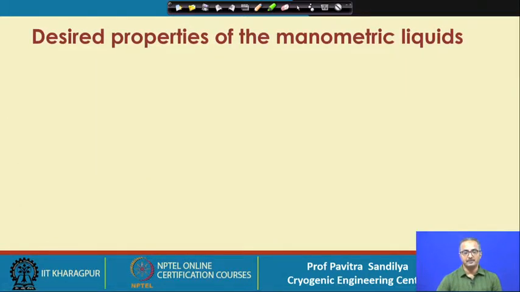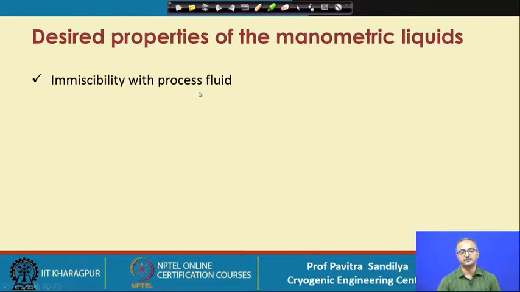After learning about the method to find out the pressure difference, now let us look at the various desirable properties which a manometric liquid should have. Based on these desirable properties, we can choose the appropriate manometric liquid for a given application. First is immiscibility with the process fluid. That means the manometric liquid should not be soluble in the process fluid. Then it should have high chemical stability, it should not get dissociated or react with any other components with the process fluid or with the surrounding gases.